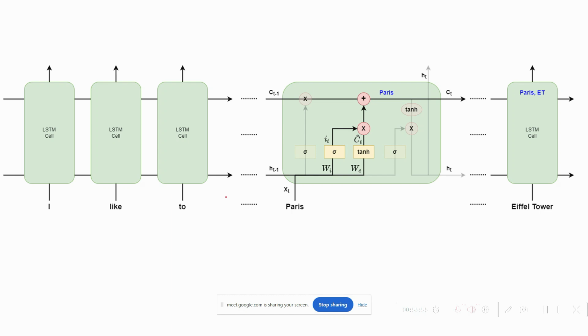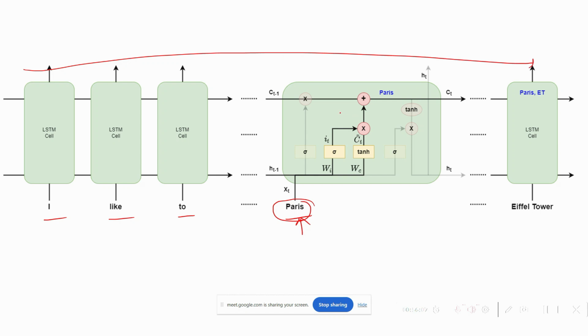See this example: I like to Paris. The present word is Paris. Paris is not yet in the long term memory, so you have to identify whether it is an important word or not. It is an important keyword, so it is added to our long term memory. With the help of the input gate, the sigma activation function and the tan h activation function, we add the word Paris into the long-term memory.